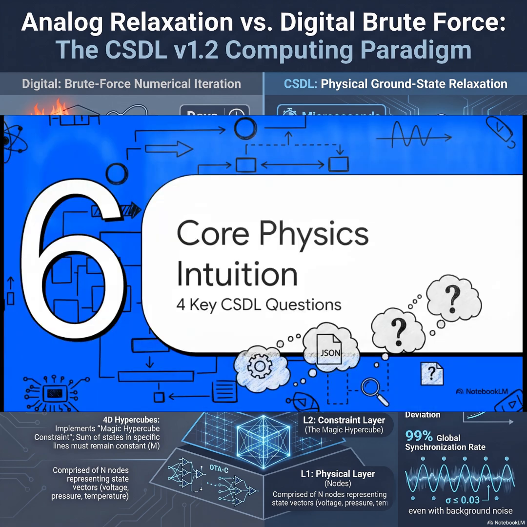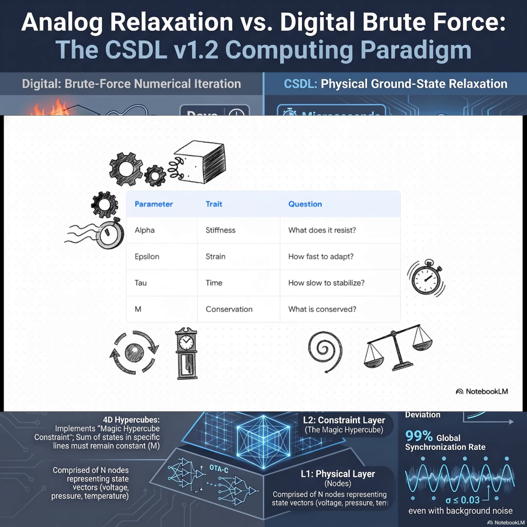Finally, Section 6, Core Physical Intuitions. Let's wrap this up with the 4 vital questions you need to ask. You might want to take a screenshot of this one. When you see alpha, ask, how hard is it? For epsilon, how does it adapt? For tau, how fast or slow must it react? And for constraint M, what total amount is being protected? Master these 4 questions, and you have completely mastered CSDL hardware mapping.